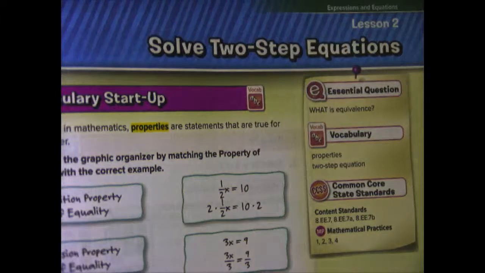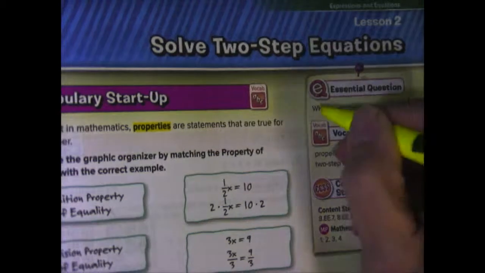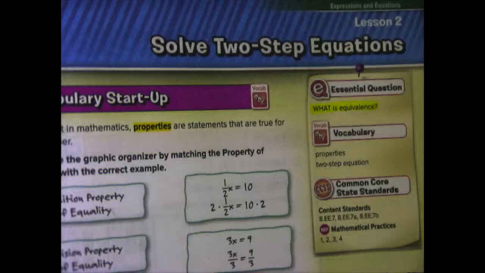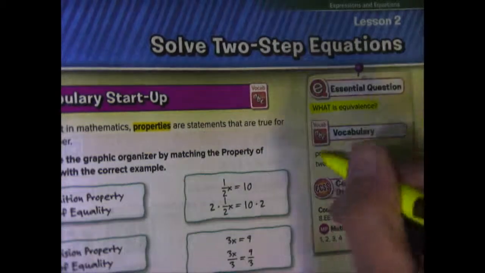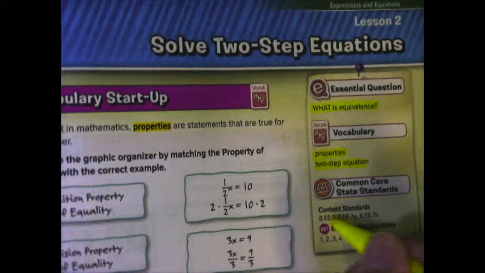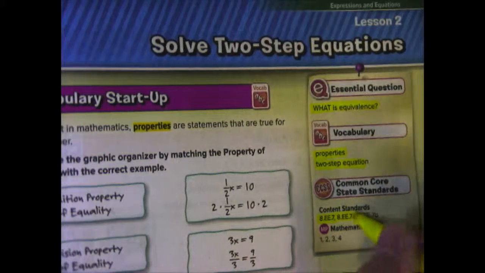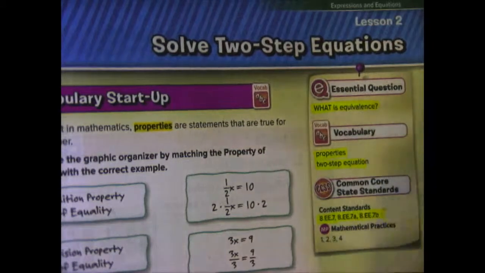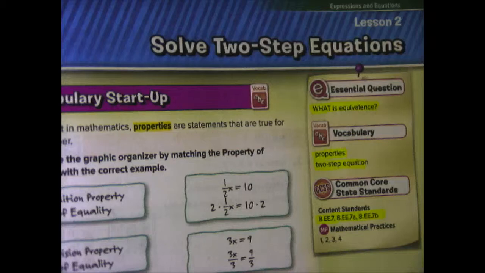Let's begin Chapter 2, Lesson 2 on page 121 of your book. Lesson 2 is solving two-step equations. Let's highlight our essential question. What is equivalence? Our new vocabulary would be properties and two-step equations, and our content standards are 8.EE.7, 8.EE.7a, and 8.EE.7b, which we will discuss in class. We'll also be using mathematical practices 1, 2, 3, and 4, which we will also discuss.